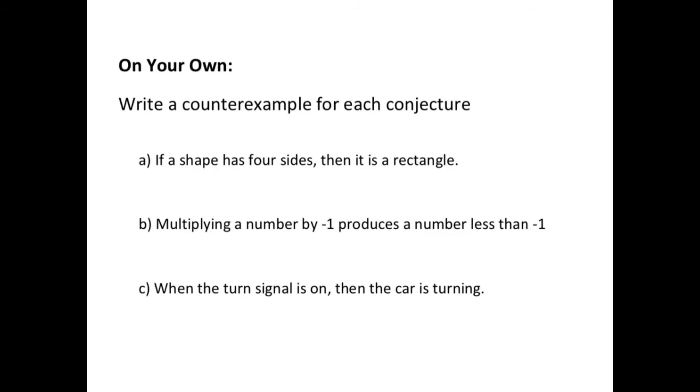Go ahead and take a minute and do these problems on your own. So you're writing a counterexample for each conjecture. If a shape has four sides, then it is a rectangle. Multiplying a number by -1 produces a number less than -1. And when the turn signal is on, then the car is turning. Take a minute and go ahead and complete those in your notes.